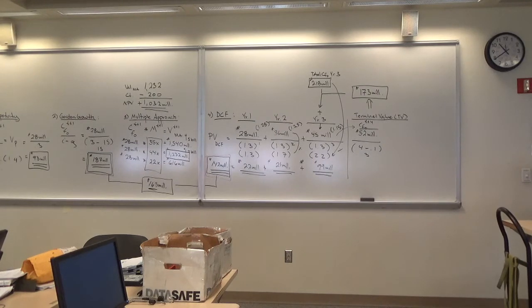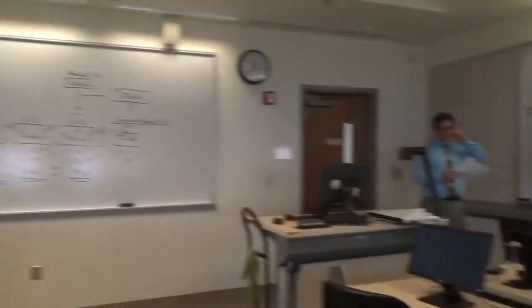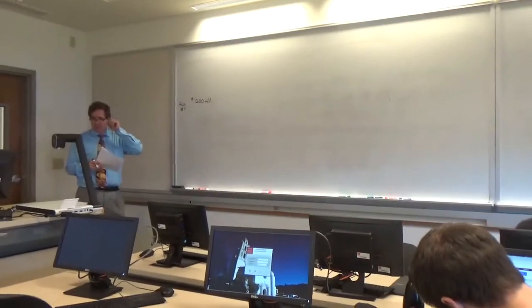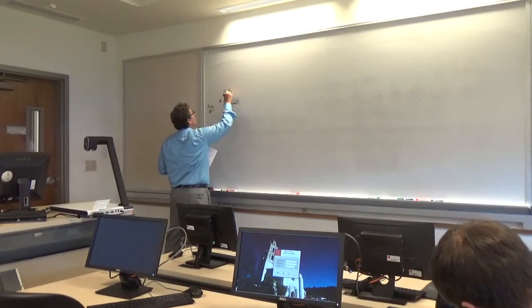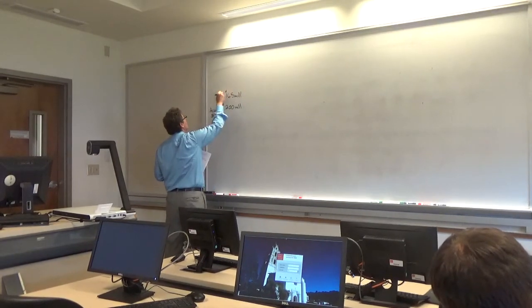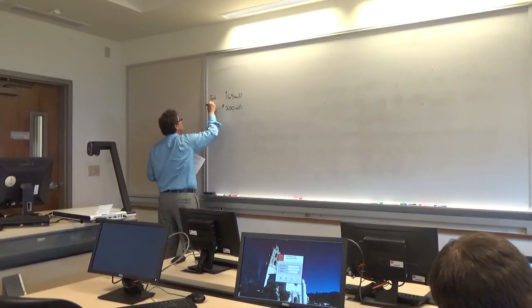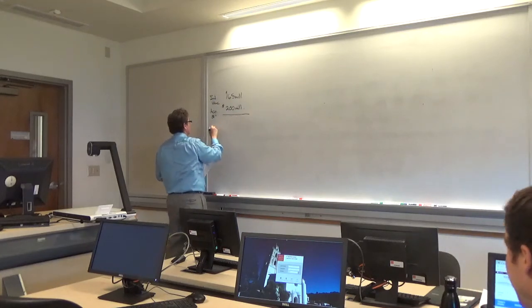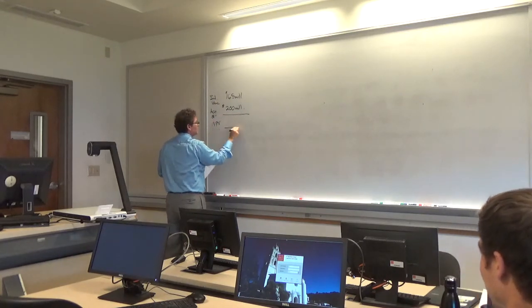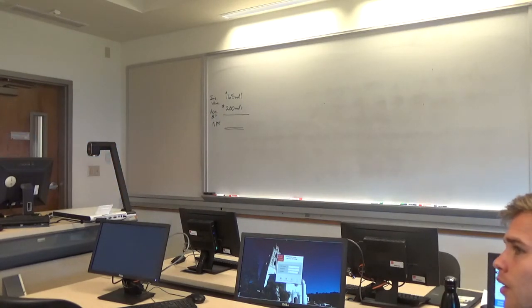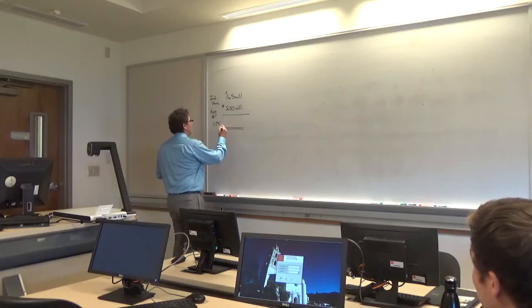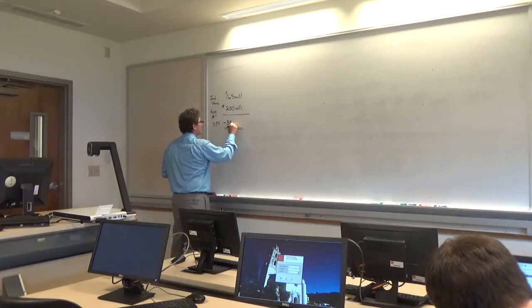If you can move the camera back over. Thank you. And then what was our intrinsic value that we came up with? 165. So what's our net present value? What's the NPV? Negative 35 million. Got it.